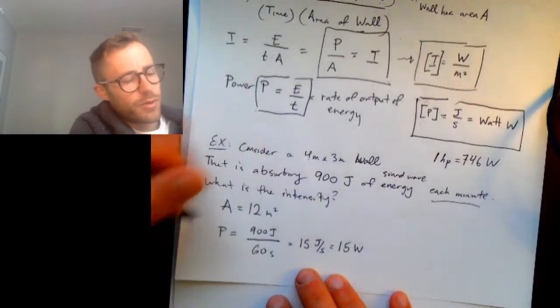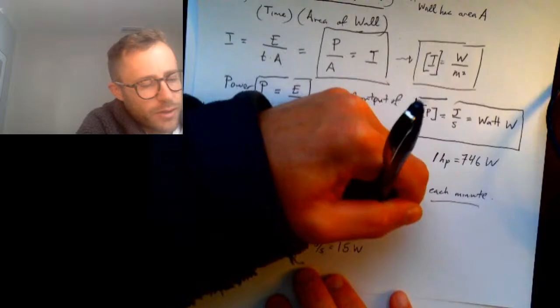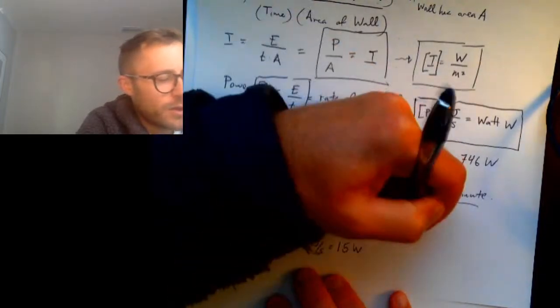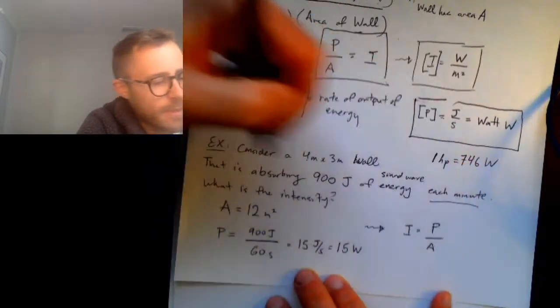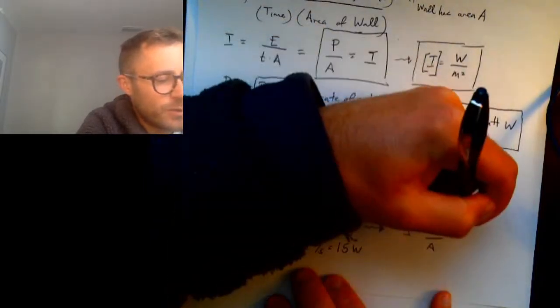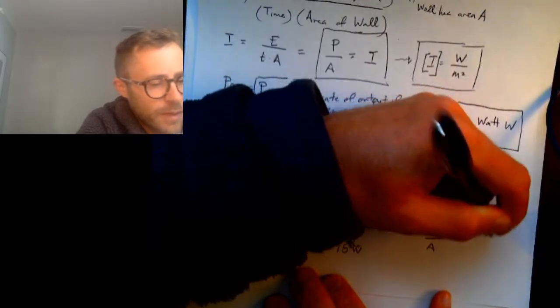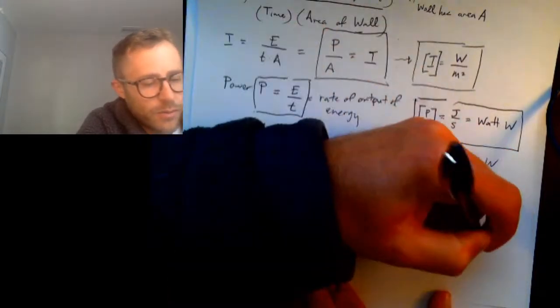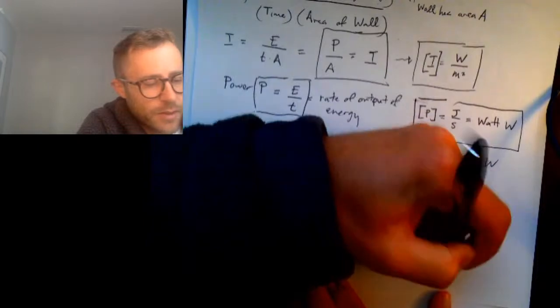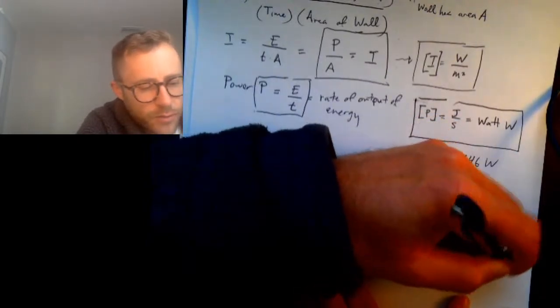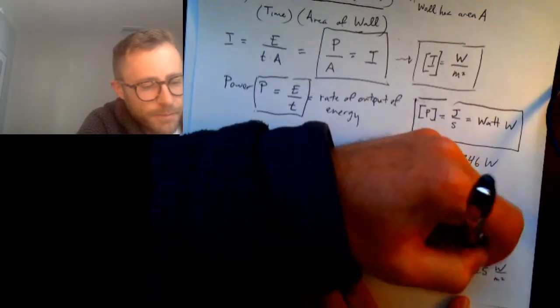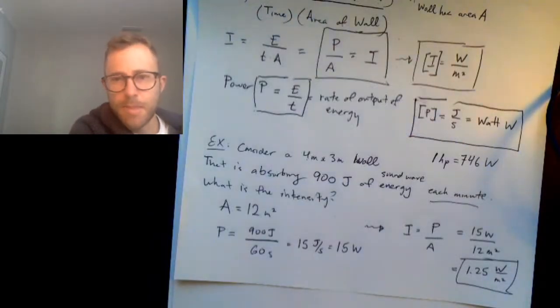Okay, so then we can put these two together to calculate the intensity. Intensity is power absorbed per area. So that would be 15 watts in an area of 12 square meters, which is 1.25 watts per square meter. Okay, so that would be the intensity that the wall is experiencing. All right.